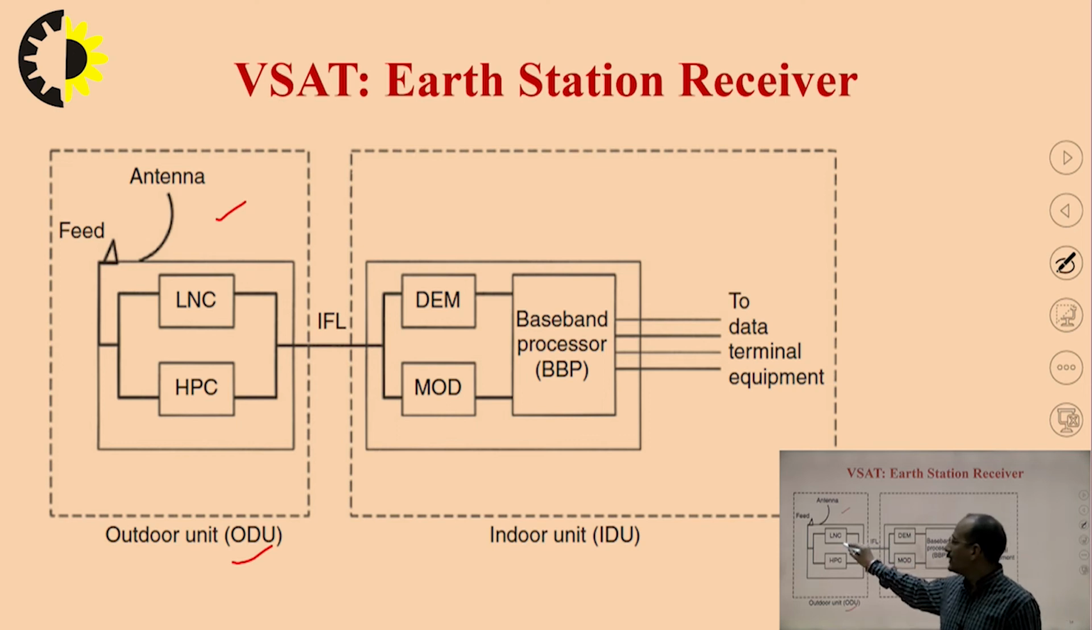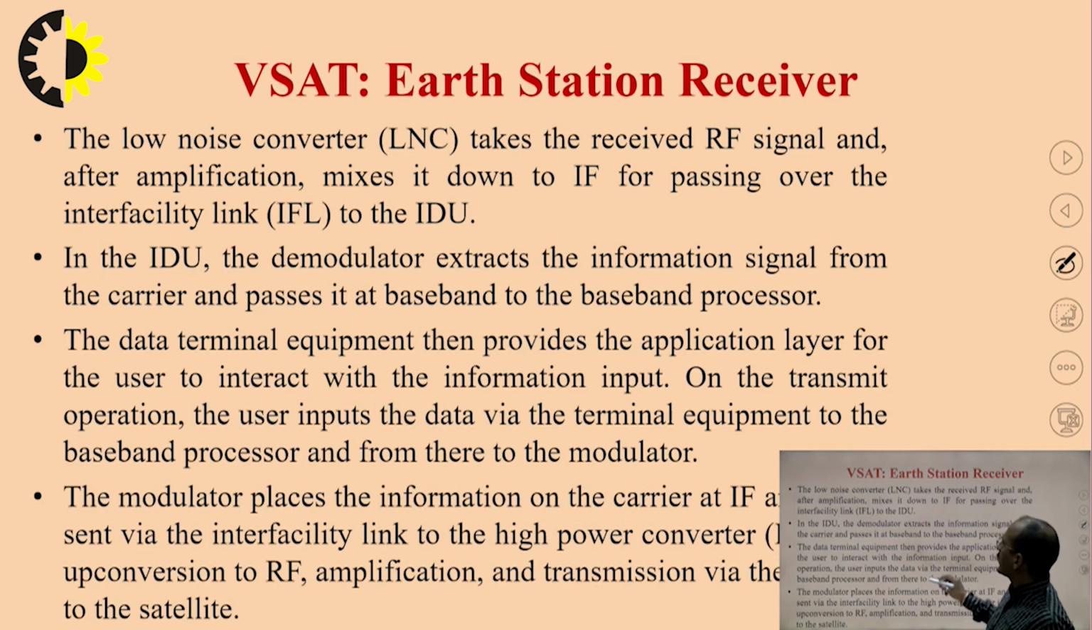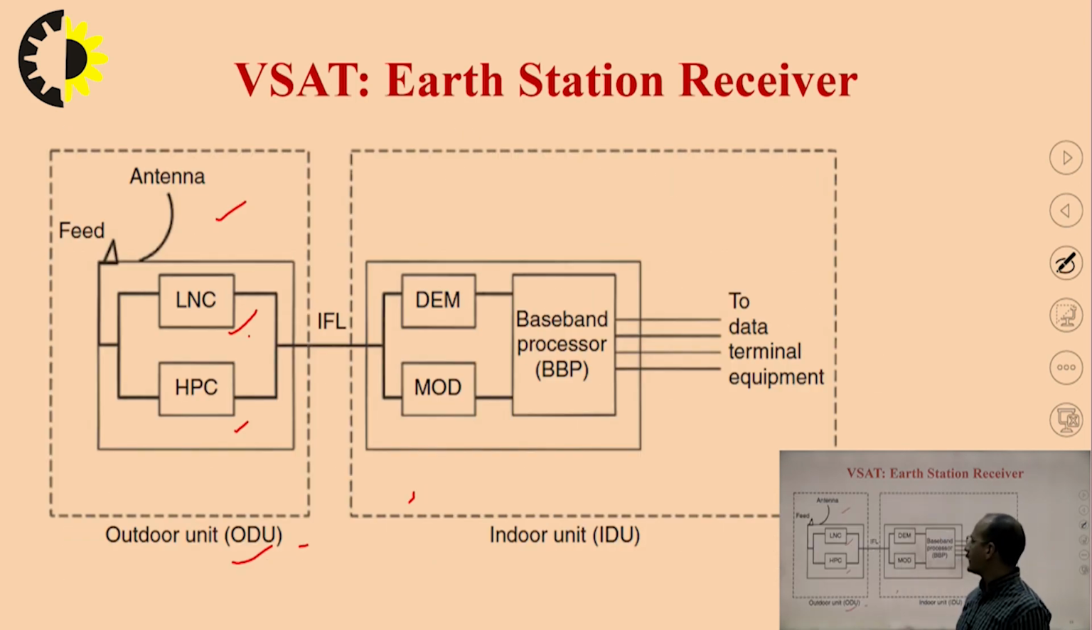Why are they used? This is for the input part, and that is for the output part. When it is going to transmit the data, it uses the high power converter HPC, and for the input it uses the LNC. Similarly, there is the IFL, the inter-facility link, and that is used for connecting the outdoor unit and the indoor unit. So this inter-facility link provides the connection between the outdoor and indoor units.